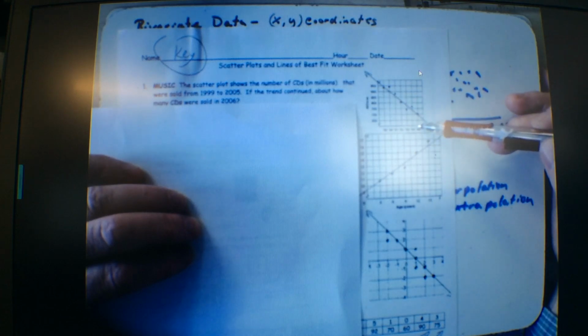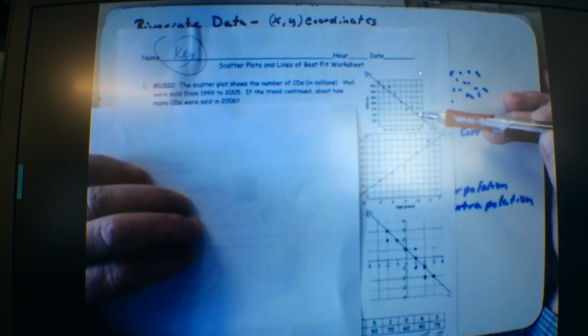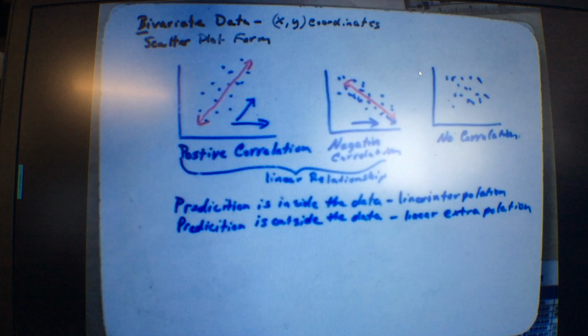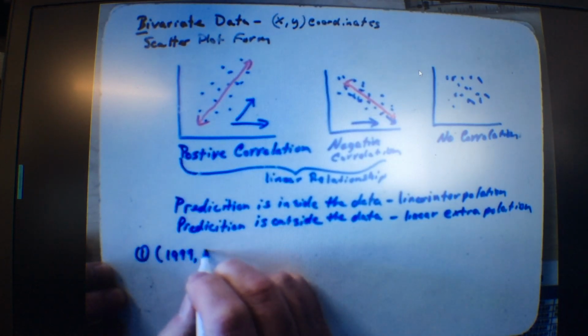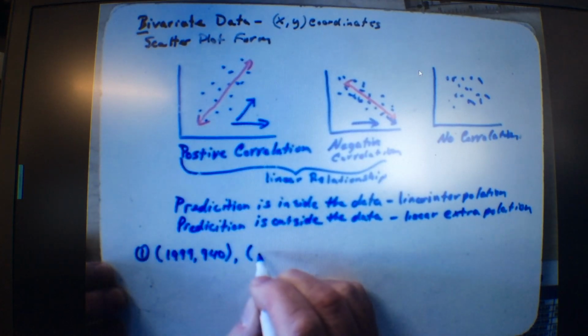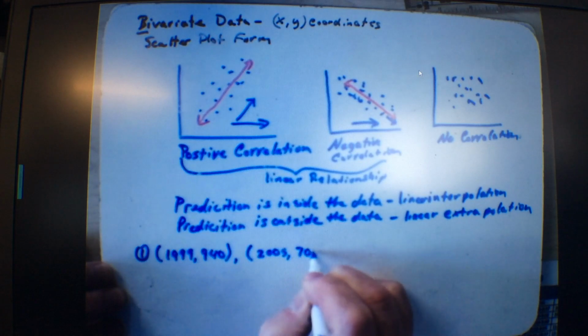All right, let's go over here. What's this point? Ashley? The x is what? This point right here. What's the x? 2005. 2005, and what's the y? Isn't that right on the line? 700. Don't use what I'm showing you. All right, so give me those 2 points again. This is number one. What were the 2 points? It was 1999, 940, and 2005, 700.